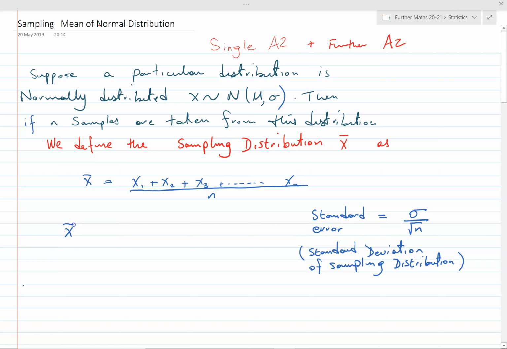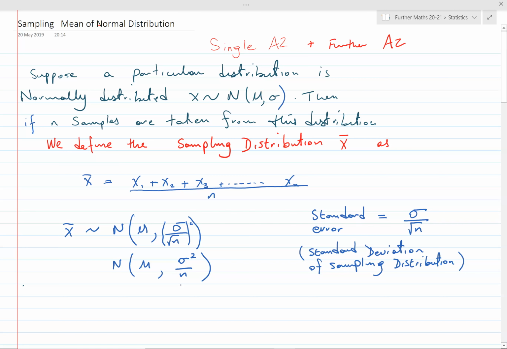In fact, as I said, we can say the sampling distribution will be normally distributed with mean mu and standard deviation, which we call the standard error, sigma over the square root of n. We'll be careful, because that's the standard error, so we could write it like that, or if we prefer, write the variance as sigma squared over n, like that.